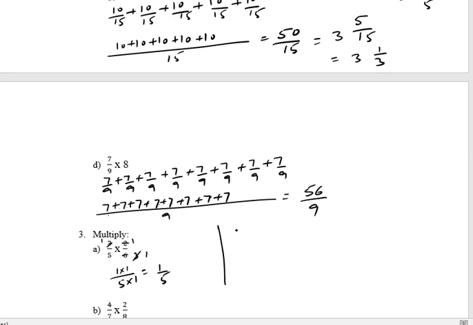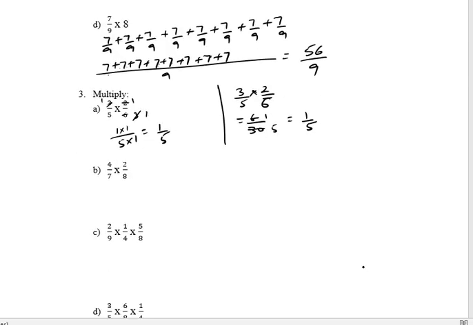Or you can go straight away 3 upon 5 into 2 upon 6. So what we can get is 6 upon 30. So 6 ones are 6, 6 fives are 30. You can write this way also. Both are right. Choice is yours.